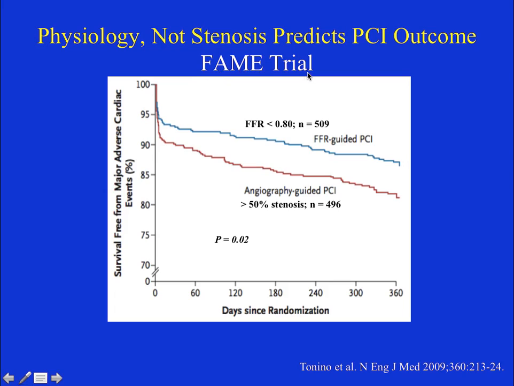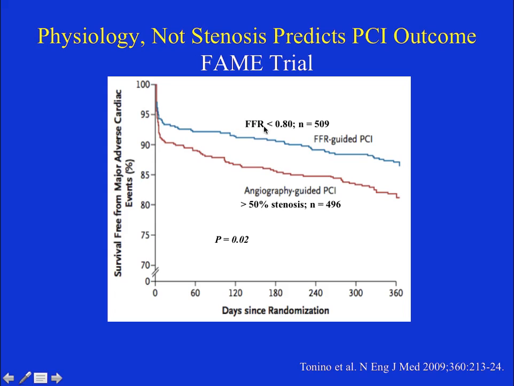Patients were divided into two groups in this randomized trial. In one group, or in one arm, percutaneous intervention, that is PCI, was performed in those patients who had fractional flow reserve less than 80%. That means PCI was guided by fractional flow reserve. In the other arm, PCI was performed based on the angiography findings only. Those patients who had more than 50% stenosis underwent PCI.